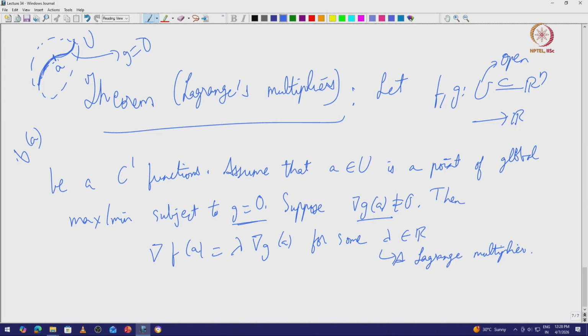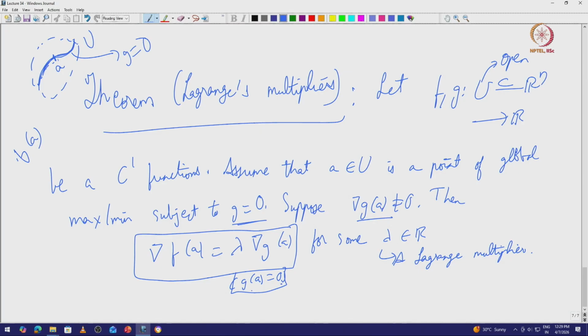Suppose A is such a point, then the gradient of f at that point is proportional to the gradient of g. Obviously, g of A is also 0. Okay. This has not been written, but it's understood from what's said. So in other words, if you know that A is a point of global maximum or minimum subject to g equals 0 and A lies in the interior of U, then at that point you have a set of equations you need to solve.